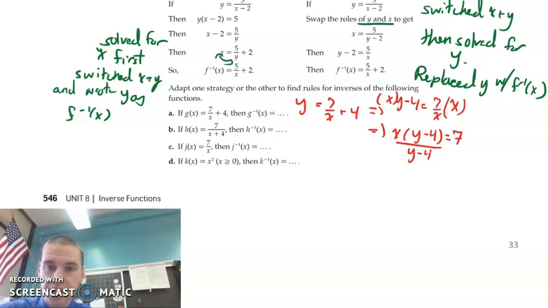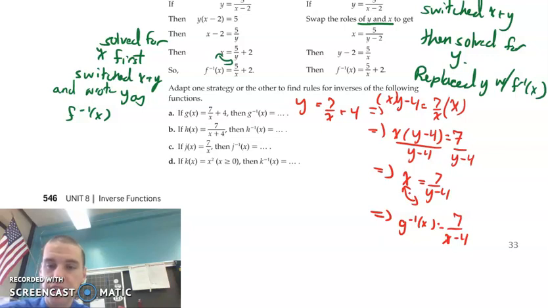We're solving for x because we want to get the opposite variable alone. It's not already solved for. We already know y is solved for. We divide by y minus 4, and we are left with x equals 7 over y minus 4. And then we switch x and y, to get g inverse of x equals 7 over x minus 4. I did a double step there, in the sense that I switched x and y to make this y, and then I wrote it as g inverse of x.